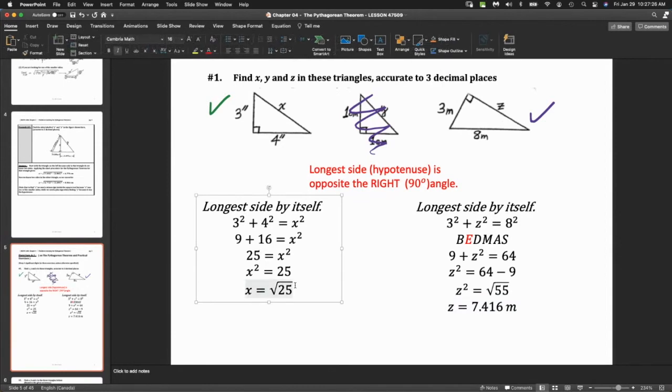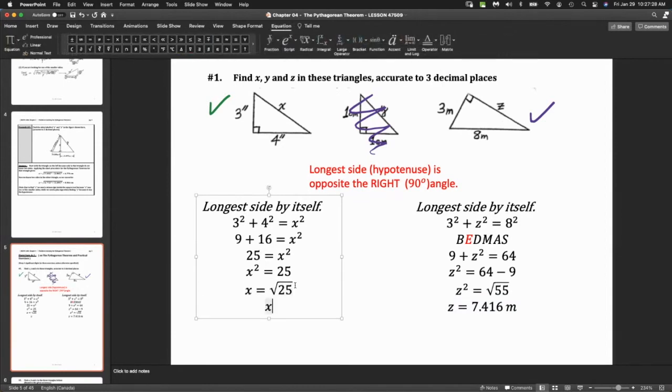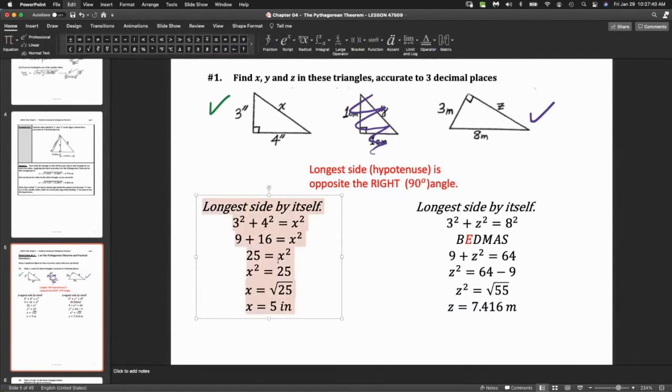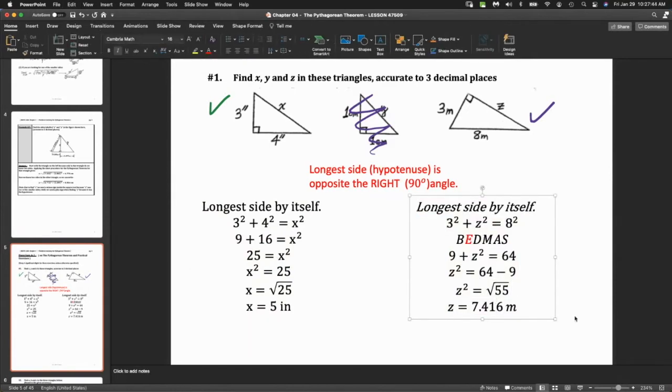Back over here, as per Shalon's comment earlier, we're going to put here 5. It says you're accurate to 3 decimal places, but it's 5 exactly. So you don't have to write 5.000 or whatever, okay? You only have to write it if you need to write it.